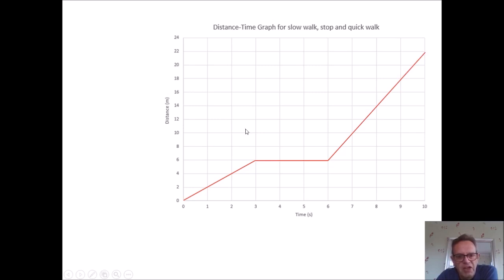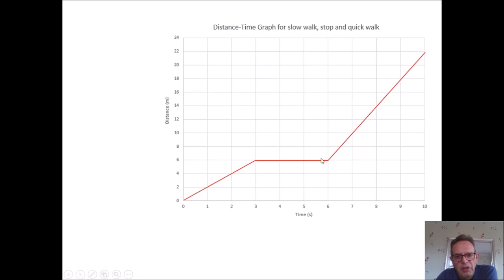Here are the 3 sections of the graph. So this is where she's walking slowly. She's walked a distance of 6 metres in a time of 3 seconds. So it's fairly slow, and the slope of the graph is fairly shallow. If she'd walked even slower, if she'd only walked 2 metres in 3 seconds, she'd be there. Okay, so the shallower the slope of the graph, the slower she's walking.